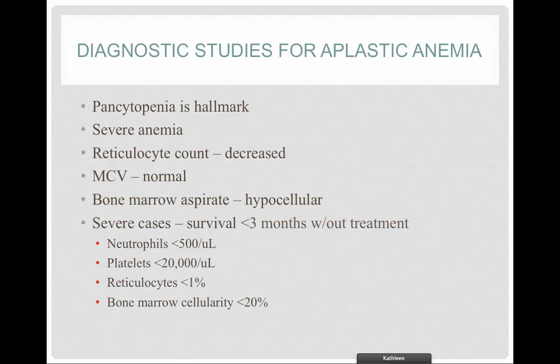Neutrophils are usually less than 500. Platelets are less than 20. Retic are less than 1. And bone marrow cellularity is less than 20.